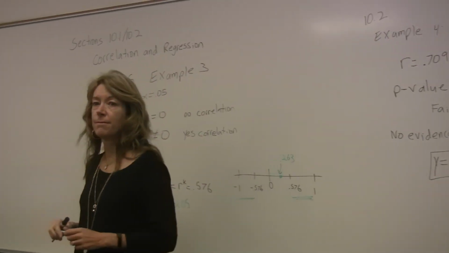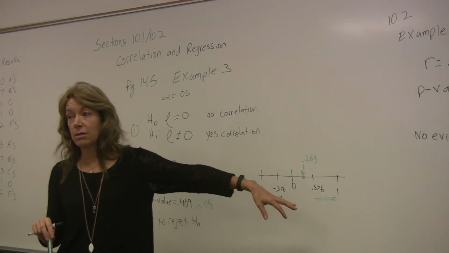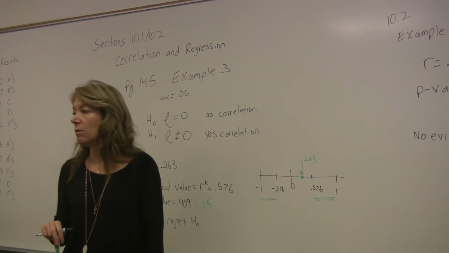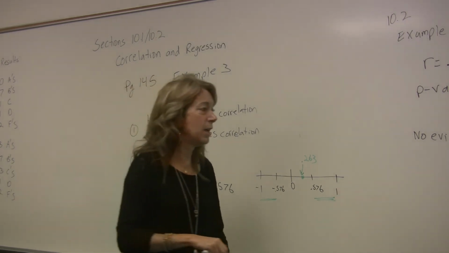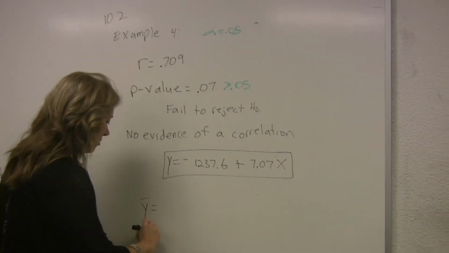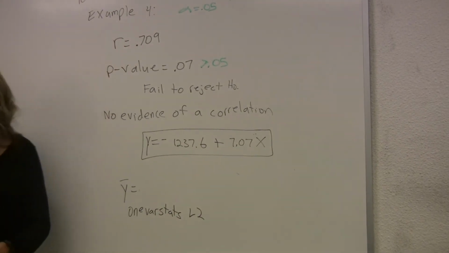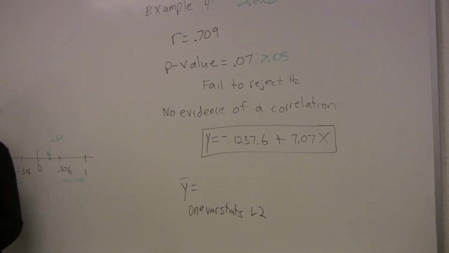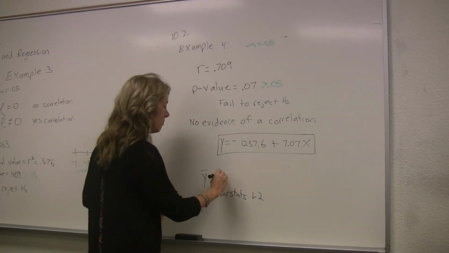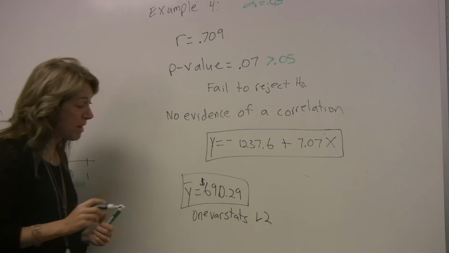What am I going to do with it? Nothing. Why am I doing nothing with it? Because I got no correlation. So if I want to make a prediction for a $300 ticket 30 days in advance, what am I going to do? One more step. One-variable stats with L2. And we're just going to find the average ticket, the average Y value, which is $690.29. So that's our best estimate.